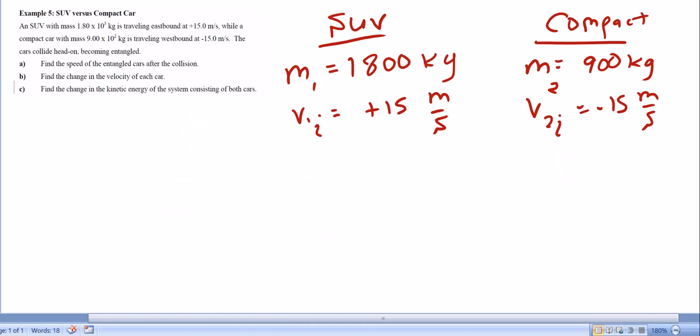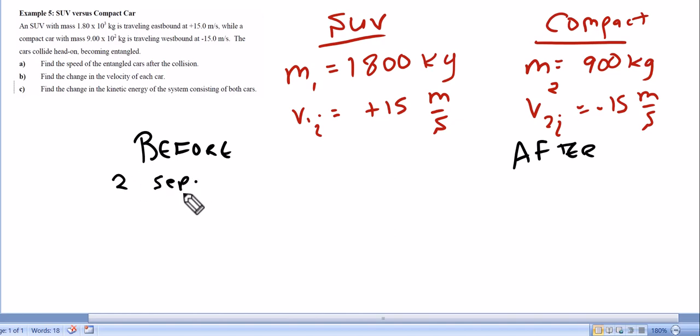Part C is something that I tend to have my college students do, and I've seen it once on a College Board test. So that's to find the change in the kinetic energy of the system consisting of both cars. So let's talk about the before and after. Before, we had two separate vehicles. We had the SUV and we had the compact car.